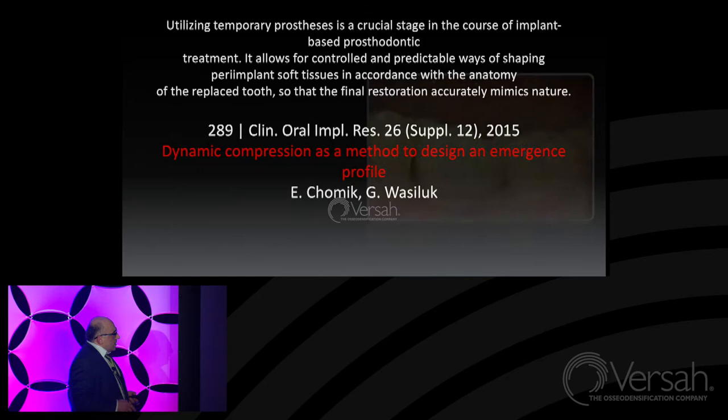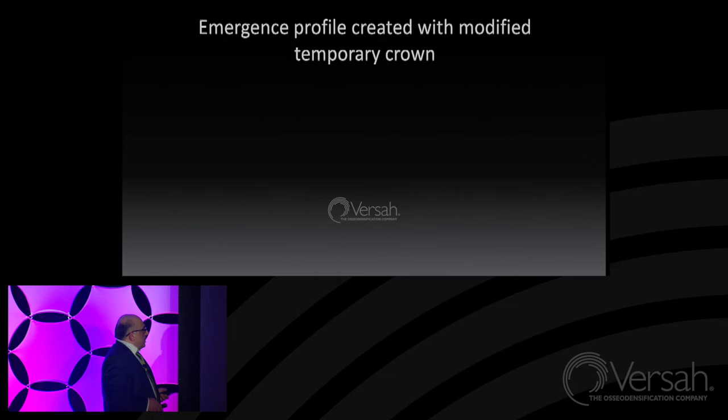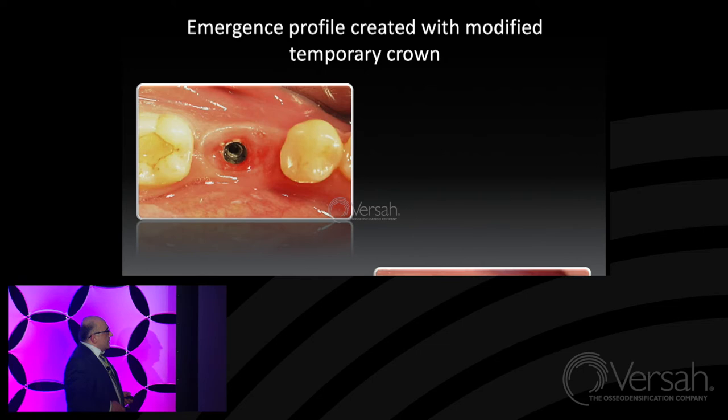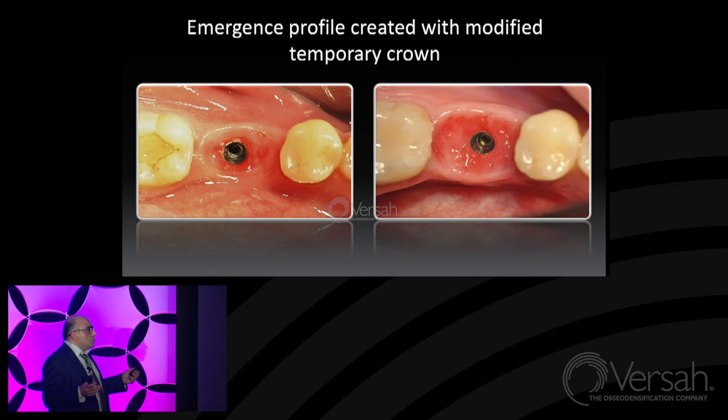Here the temporary crown is placed just after taking the impression, and we began to use this technique, the dynamic compression technique, to increase the volume of soft tissue, to create the sufficient and desired emergence profile. Look at this one. This is the beginning. And this is after a month. We do our incremental increasing of the volume of the cervical part of the temporary crown just two times, after each 2 weeks.